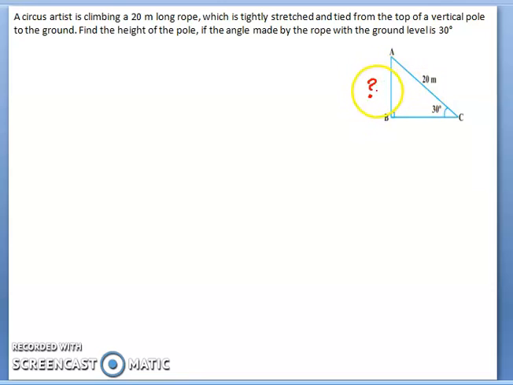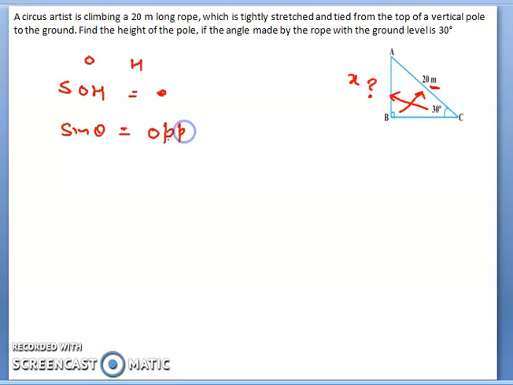So consider the height of the pole to be x. Now, what is given in this triangle? The hypotenuse, because this is opposite to 90 degrees, and the side opposite to the angle is known as the opposite. So opposite and hypotenuse are involved. That means sine theta is equal to opposite upon hypotenuse.